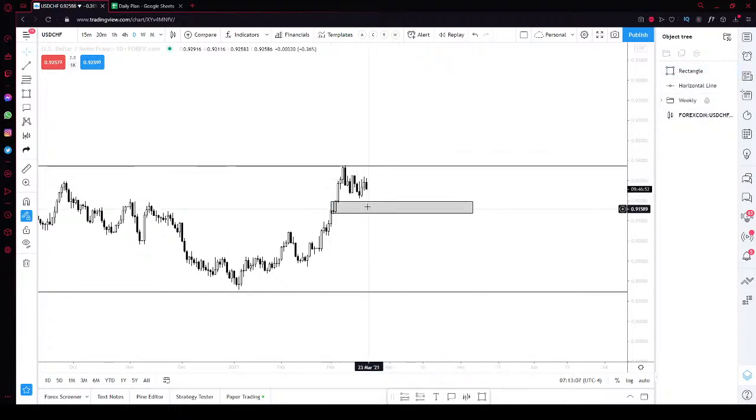Alright, but I'm looking for price to test this area, see how it reacts here, and see if it gives me a buying opportunity. I already have the screenshot sent out for this. Should have been sent out from last week, I believe. Oh, two weeks ago, actually. Because, yeah, we've been waiting for that retracement for a while.